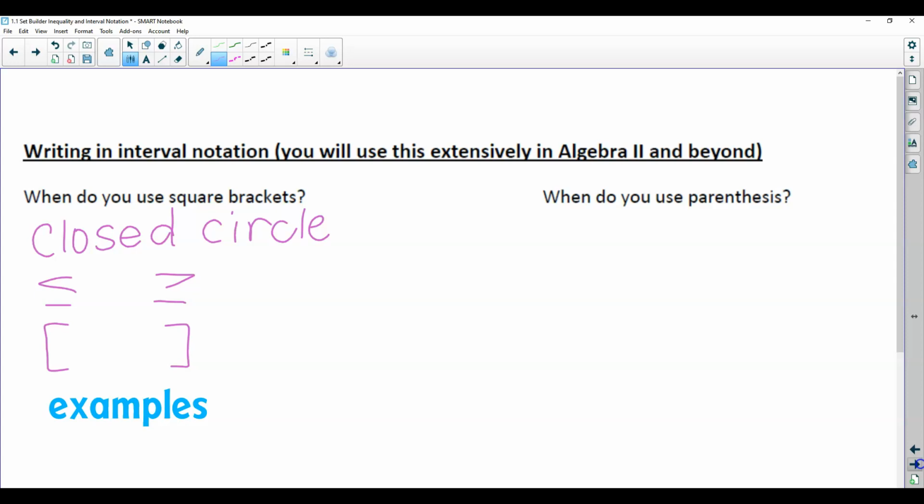So on the flip side, what gets parentheses? What's opposite of closed? Circle. And what are the inequality signs missing on that one? What is not going to be underneath it? The line. Yeah. So y'all just draw some inequality symbols, just plain ones.